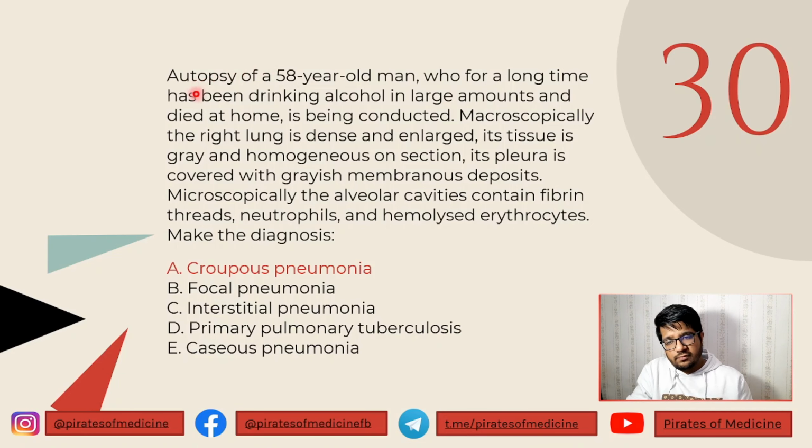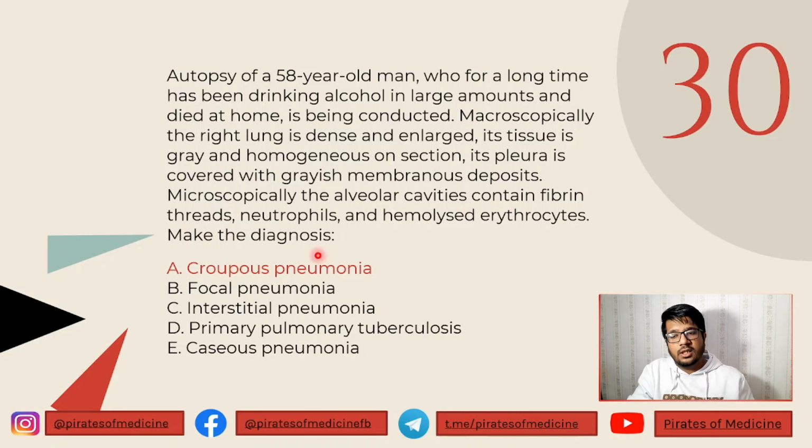30th question is that autopsy of a 58-year-old man who for a long time had been drinking alcohol in large amounts and died at home is being conducted. Macroscopically, the right lung is dense and enlarged. Its tissue is gray and homogeneous on section. Its pleura is covered with grayish membranous deposits. Microscopically, the alveolar cavities contain fibrin threads, neutrophils, and hemolyzed erythrocytes.